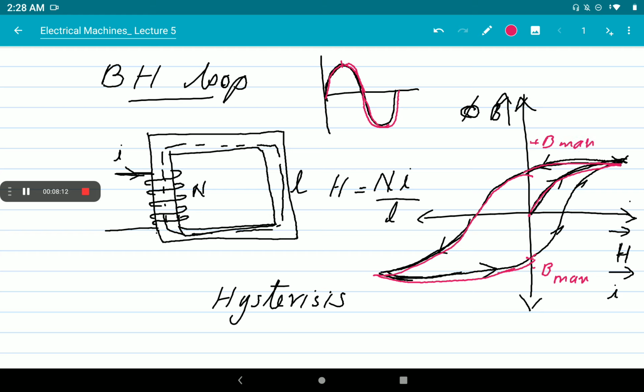So when we try again the current to maximum value, this follows another path like this. That means when an alternating current goes through one cycle, it will produce a hysteresis loop like this. That means the material will retain its magnetic property. That magnetizing field intensity or magnetic flux density does not become 0 again. There will be some magnetic property it will retain in that material.